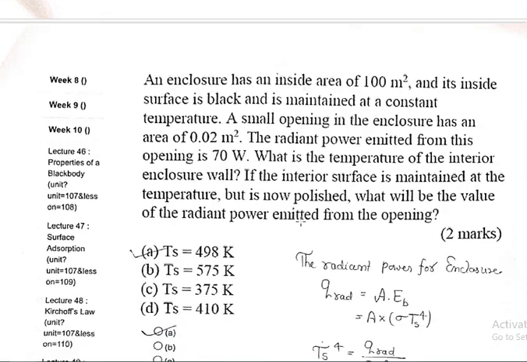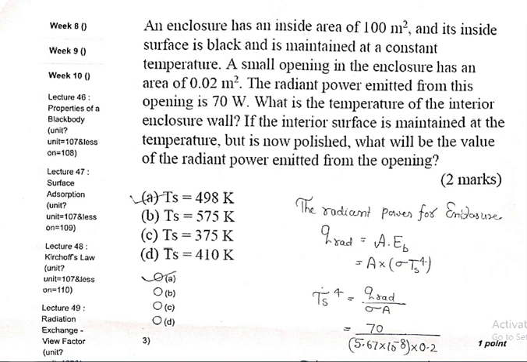Question number 2 is also a numerical, and the radiant power emitted from the opening is 70 watt. The inside area of the surface is 100 meter square. All the data is given, and without taking time to read the question, I am discussing the solution.